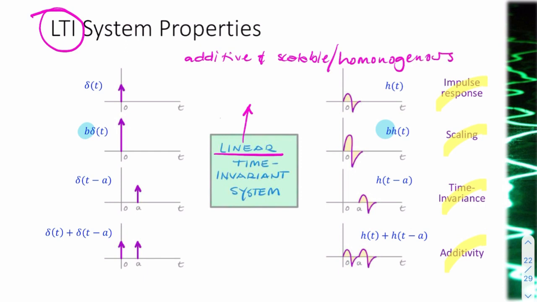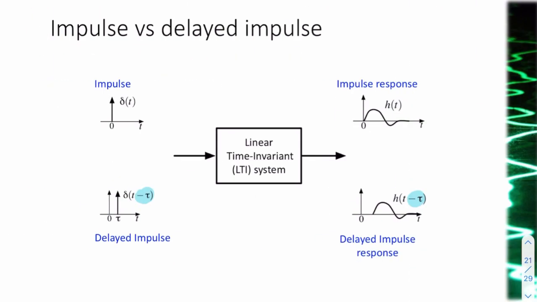So therefore, if I were to multiply by something, if I were to scale it, the impulse response would also be scaled. If I were to delay, it would also be delayed. That's the previous slide, time invariance. So that's what we spoke about just there, the delay.